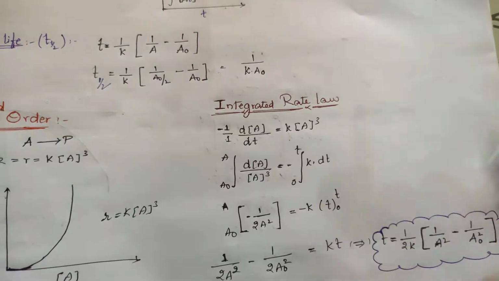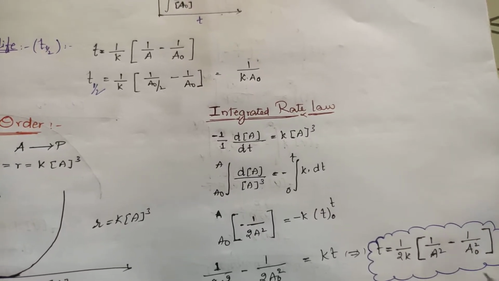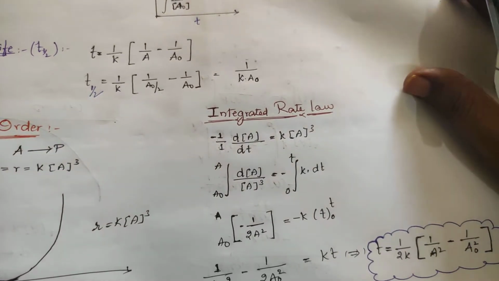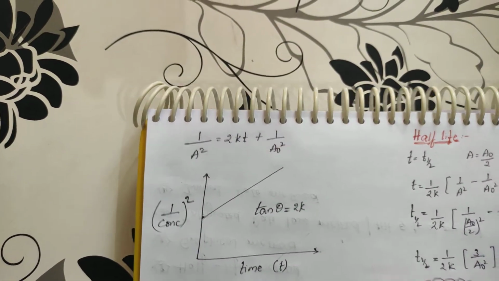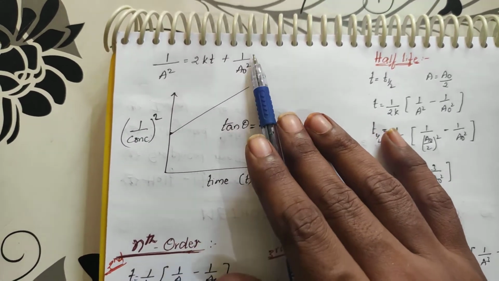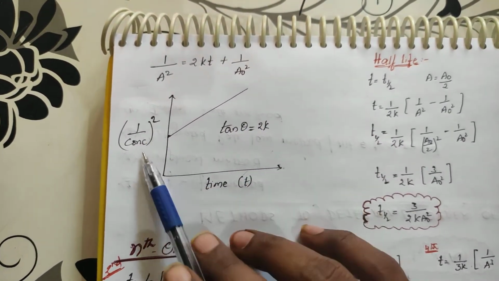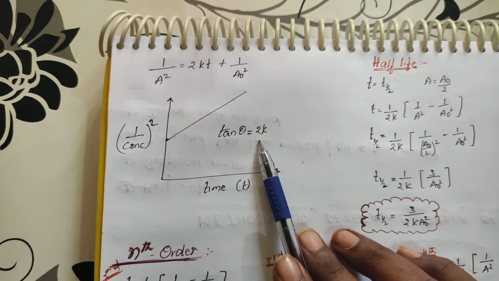If it is third order, you are getting 2K. If it is fourth order, you will be getting 3K. Fifth order means 4K. Here it is A square minus A naught, here you are getting A minus A naught, and for higher order you will be getting cubes. I am taking 1 by A square is equal to 2KT plus 1 by A naught square. If I plot the graph 1 by concentration square with respect to time, you will be getting tan theta equal to 2K.